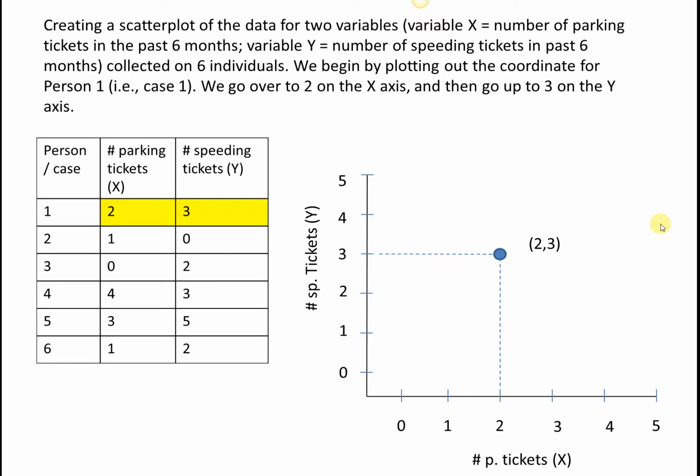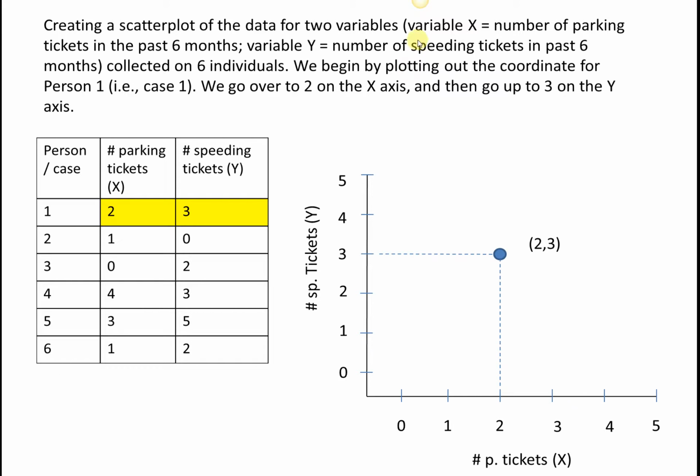So what is a scatterplot? Well, basically a scatterplot involves plotting out the coordinates on two variables for a set of cases in 2D space. So basically we have an XY coordinate plane, and essentially for each case or each observation in the data set there are two variables.